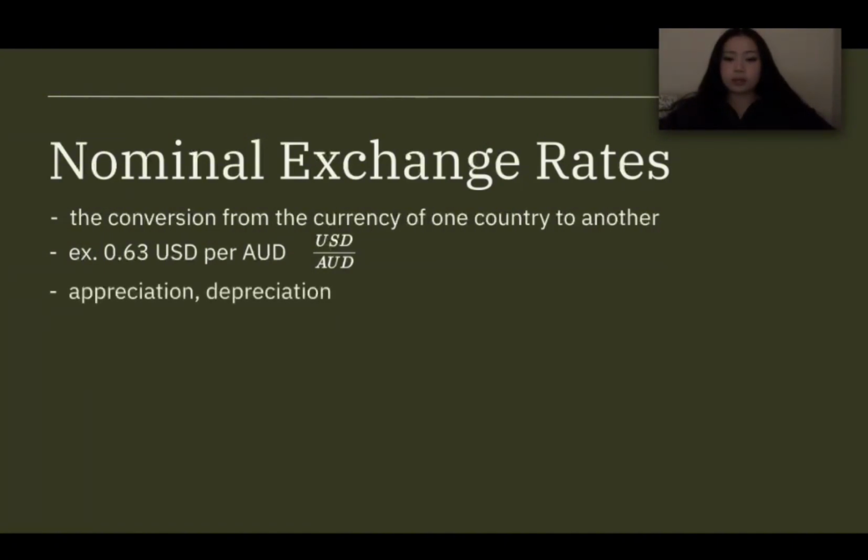Just like inflation rates, the term appreciation translates to an increase in the exchange rate, meaning that your dollar is worth more, and the opposite for depreciation.